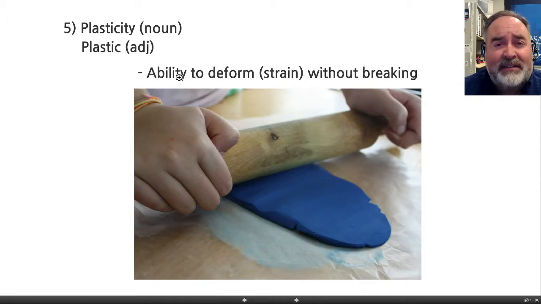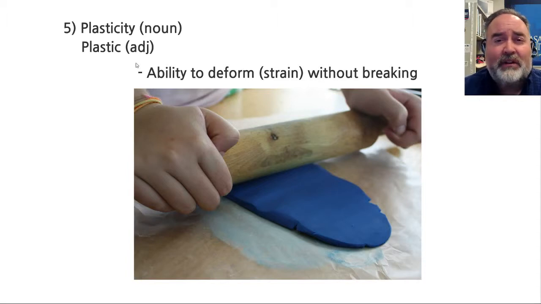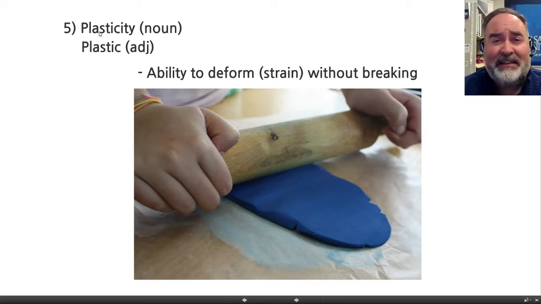And here's the textbook version. The textbook version is the ability to deform, again, which is strain. Strain is to change length or change size without breaking. So if you squish something or you stretch something, and it moves but doesn't break, then we say that it has a large amount or some amount of plasticity. It's acting very plastic.